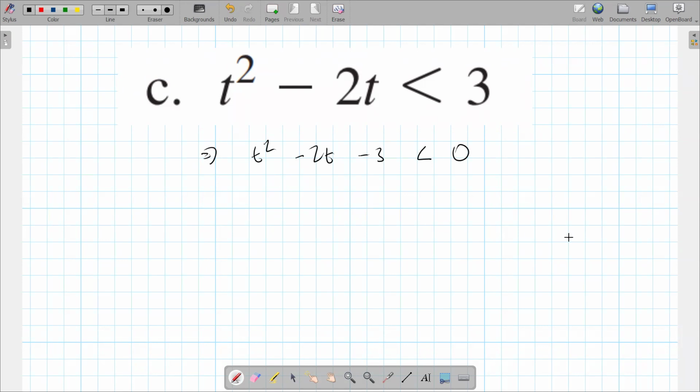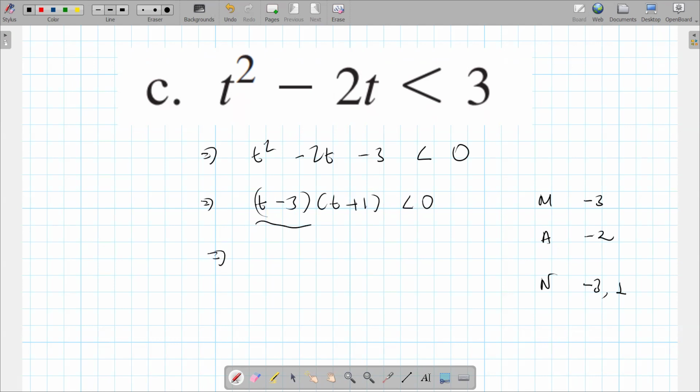Now let's factor this. We're looking for two numbers. When you multiply them, you get -3. When you add them, you get -2. What are the numbers? One of them is -3. What's the other one? It's +1. So this becomes (t minus 3)(t plus 1) less than 0.